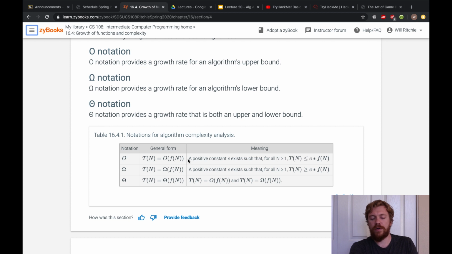For big O, a positive constant c exists such that for all n greater than or equal to 1, T of n is less than or equal to c times the function of n. For big omega, a positive constant c exists such that for all n greater than or equal to 1, T of n is greater than or equal to c times that function of n. And then for theta, you can see the upper bound and the lower bound are equal, their growth rates are equal, and so T of n is equal to big O of the function of n as well as big omega of the function of n.